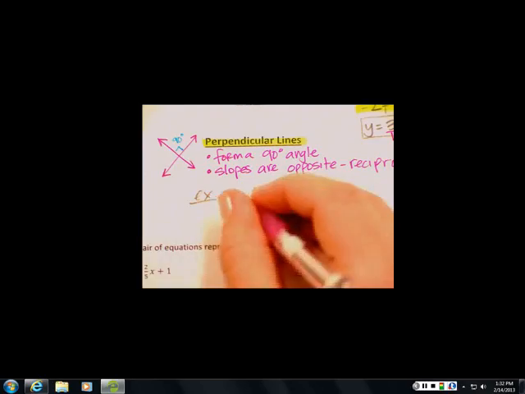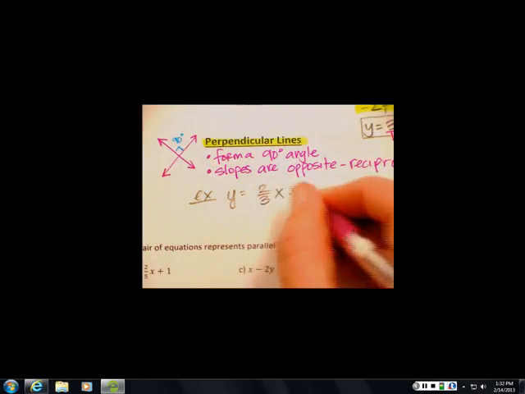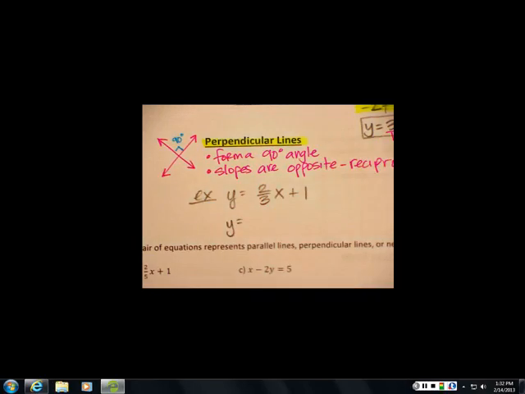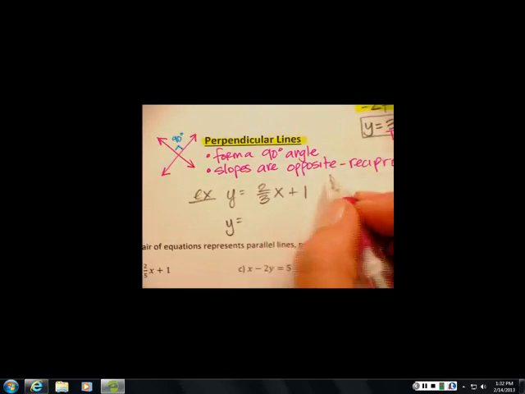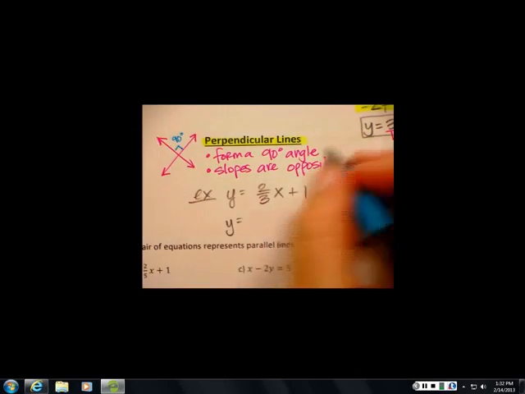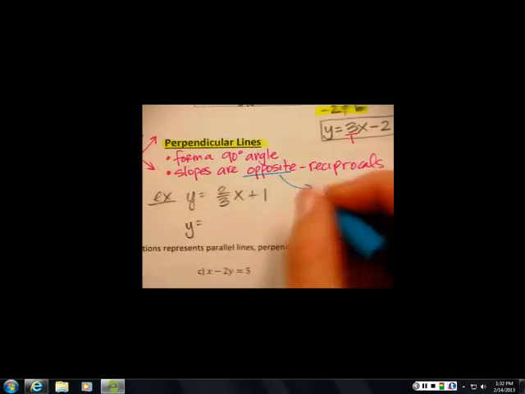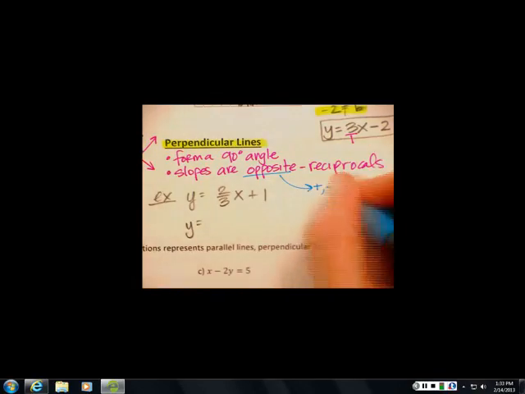Suppose I have y equals 2/3 x plus 1. A perpendicular line to this needs to have the opposite reciprocal. Now, when I say opposite, what I'm referring to are the signs. One is positive, one is negative.